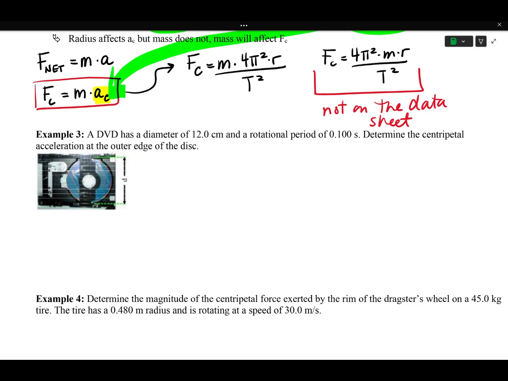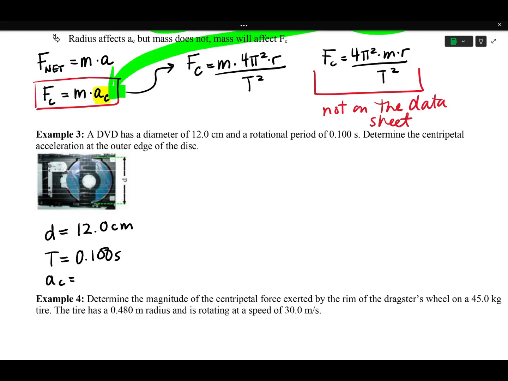Okay, so let's write down what we know for this next problem. A DVD, example number 3, has a diameter of 12 centimeters and a rotational period of 0.1 seconds. Determine the centripetal acceleration at the outer edge of this disk. So, they have told us that the diameter is 12.0 centimeters, and the period is equivalent to 0.10 seconds.